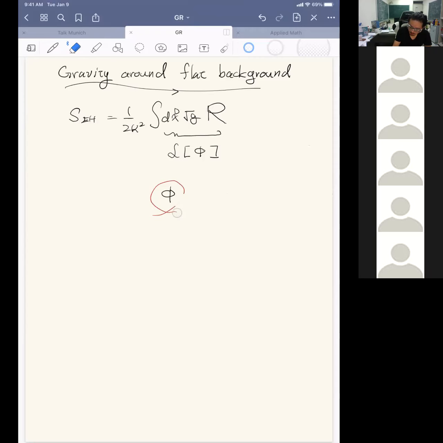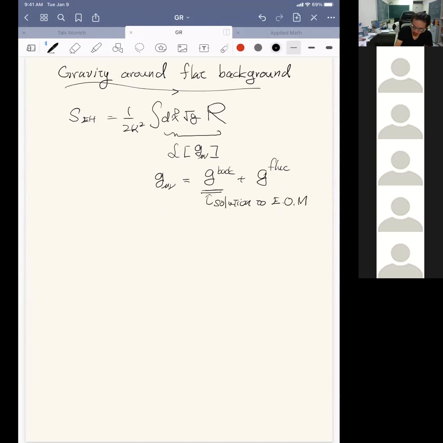This is the usual situation in field theory, but gravity is slightly different. Instead of some scalar field, we have a field that is our metric. Then we want to separate our metric into a background and a fluctuation. So what is the background? The background has to be a solution to the equation of motion. And what is the equation of motion? It is basically the Einstein equation.